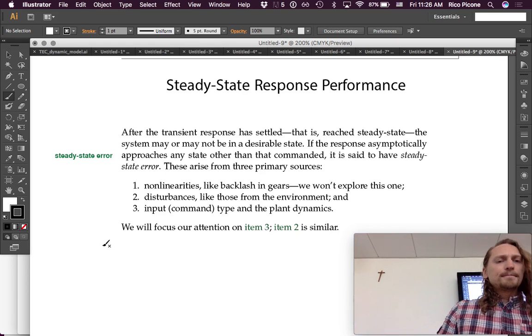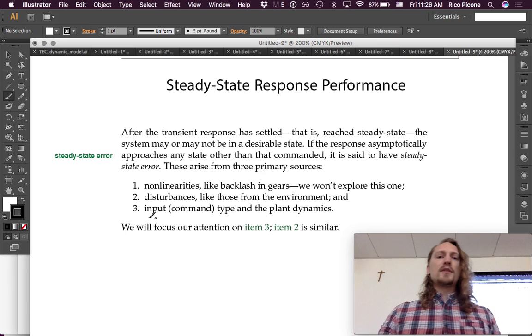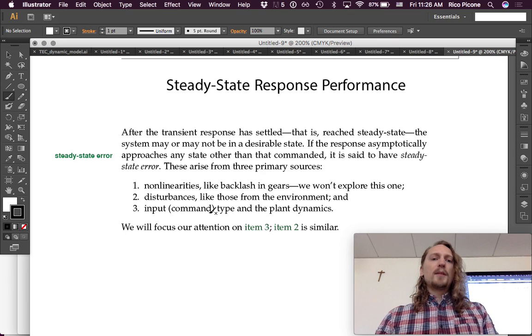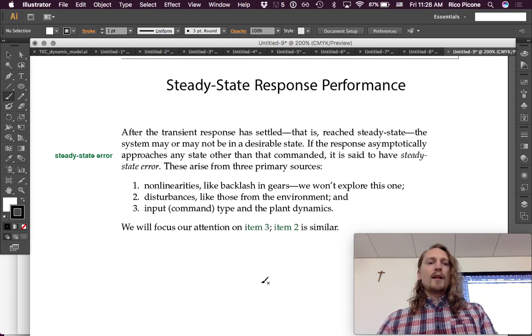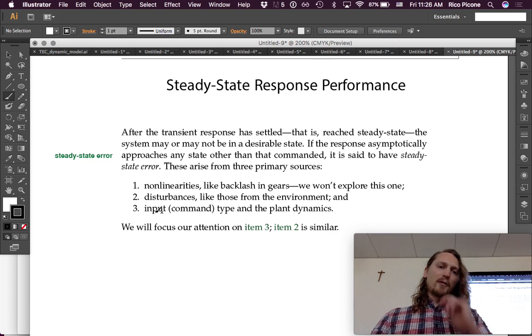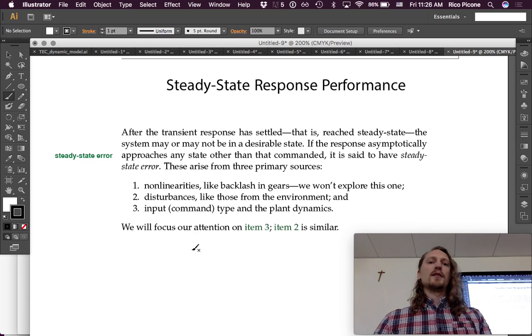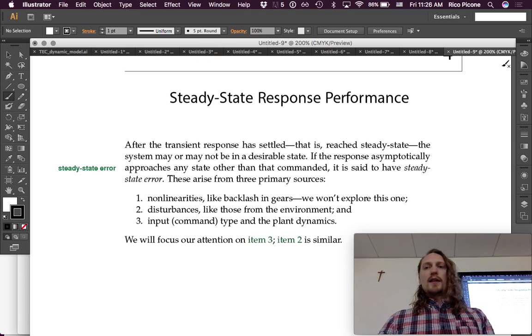Okay, so we're going to focus on items 2 and 3, disturbances and command type. It's mostly going to come from, well, we're going to focus on 3, but if you talk about disturbances, it's actually really similar to the discussion in 3, so we're kind of covering 2. We're going to focus on 3.